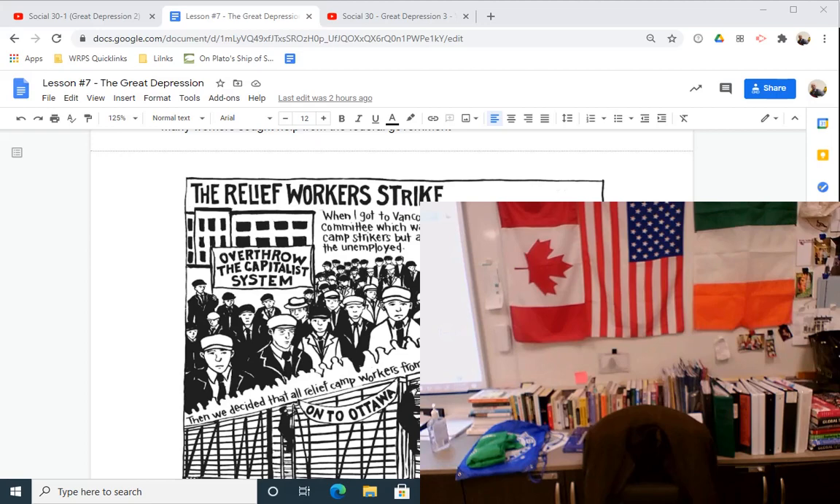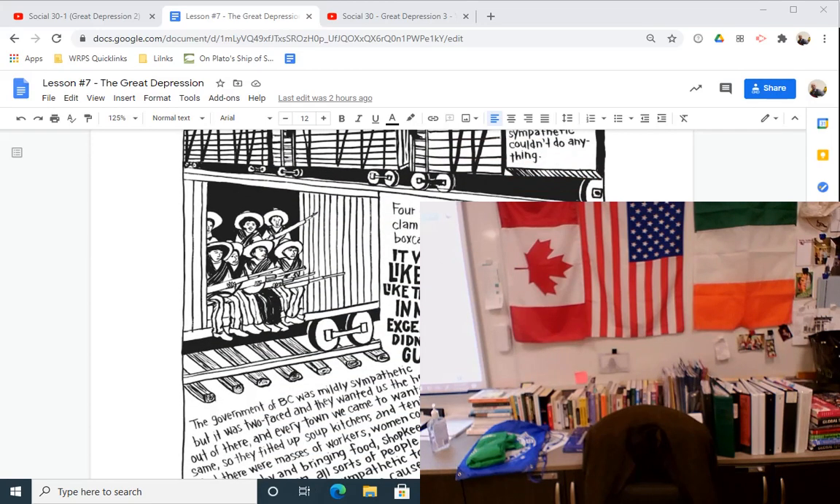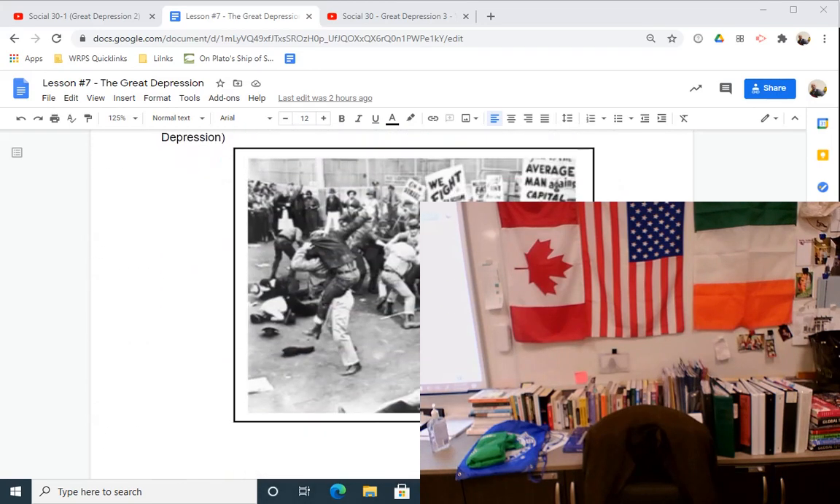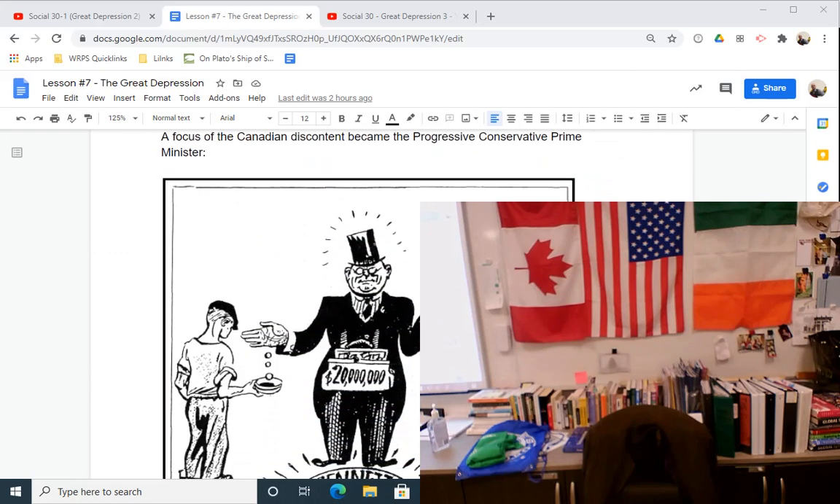So then we had the Ottawa trek and the Regina Riot, 1935. This is a picture of the riot. So you could end up getting a photograph like this in an A1 where you have to look at it and say, okay, what is the sign saying? What is it that they want? And that'll give you some clues as to what's happening.